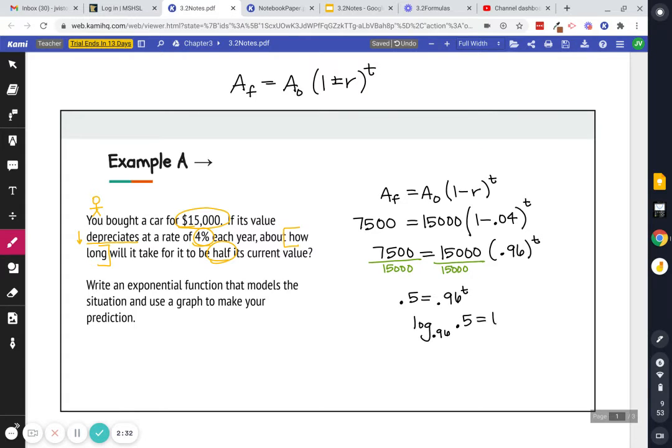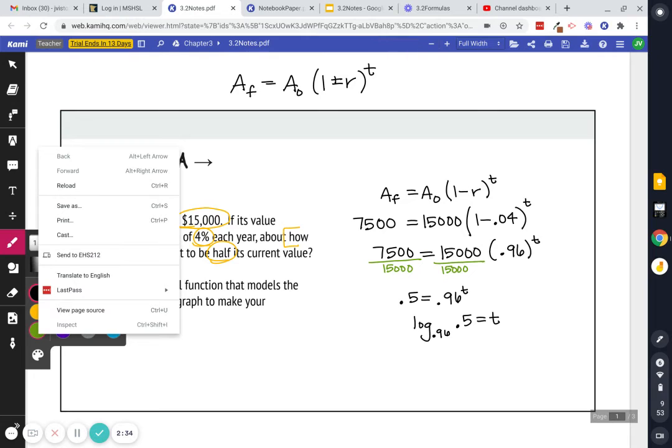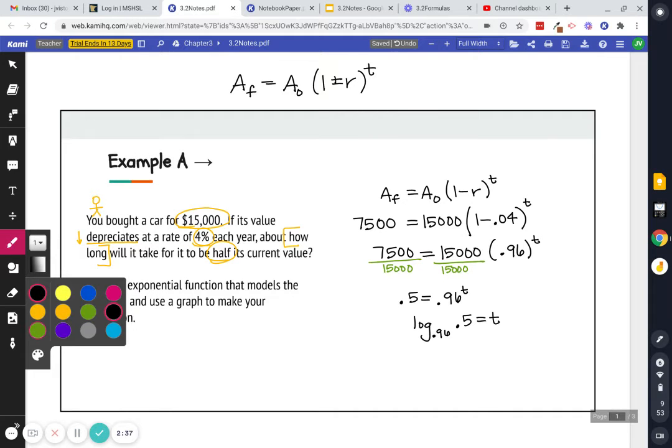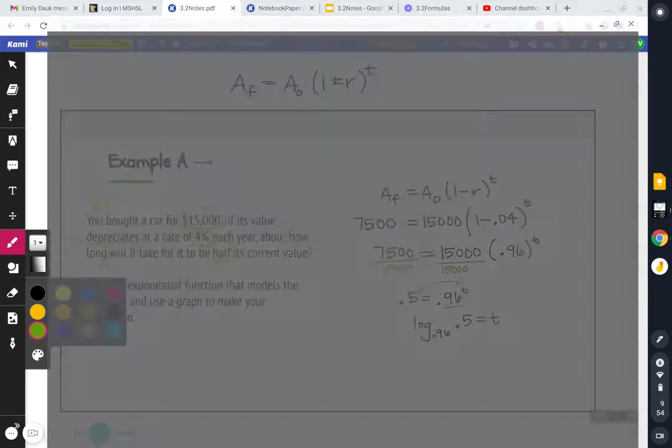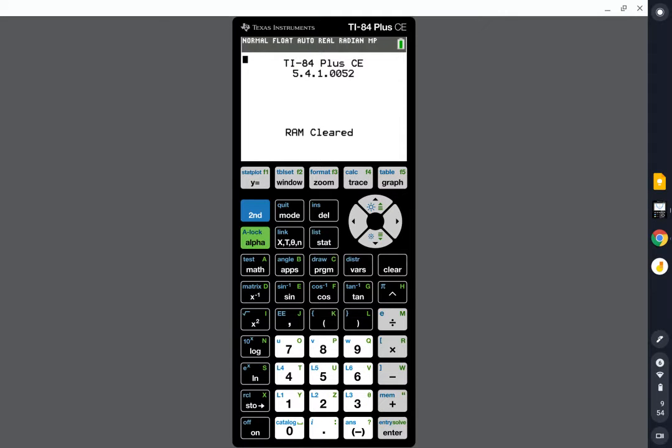and then the other 2 flip their homes, right? The base stays the base. This is our base. I want it green so it stands out. There's our base. These 2 flip. So now I go to my calculator, and I've got log base 0.96 of 0.5.